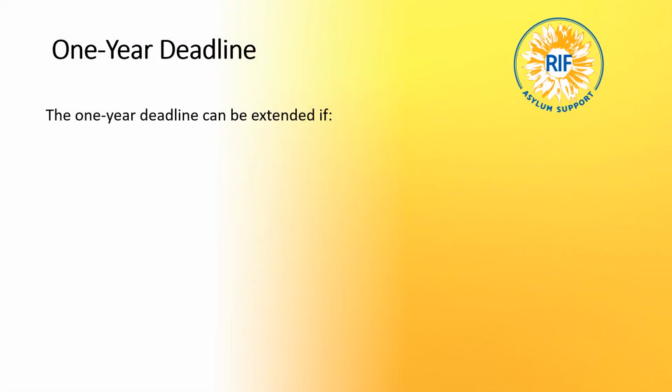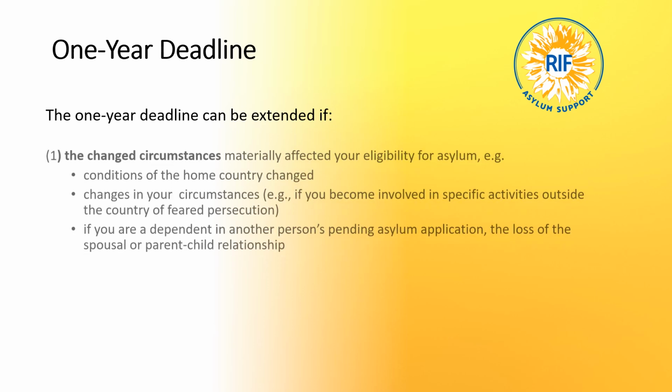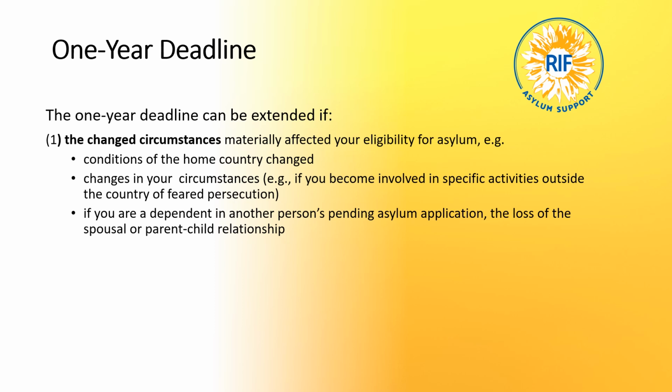Going back to the 1-year deadline. In general, the law says you should apply for asylum within 1 year of arrival to the United States. But this 1-year deadline can be extended if, first, your circumstances changed materially, affecting your eligibility for asylum. For example, conditions of your home country changed, or something changed in your circumstances. For example, if you become involved in certain activities outside the country of fear, or if you are dependent on another person's pending asylum application and you lost your spousal or parent-child relationship for that application.